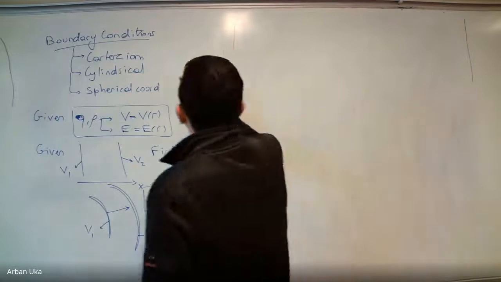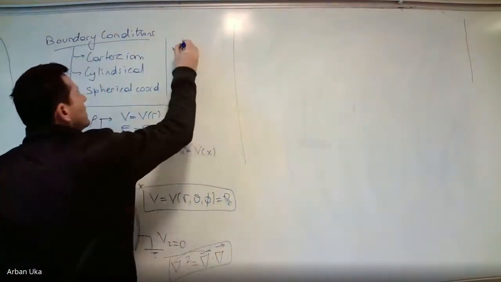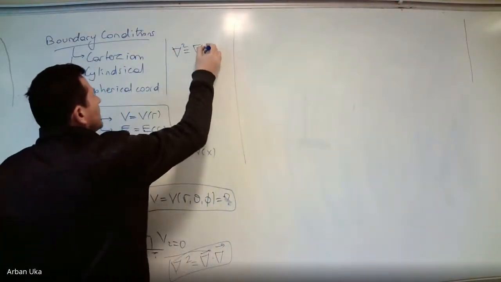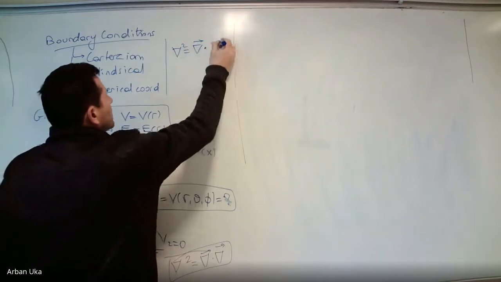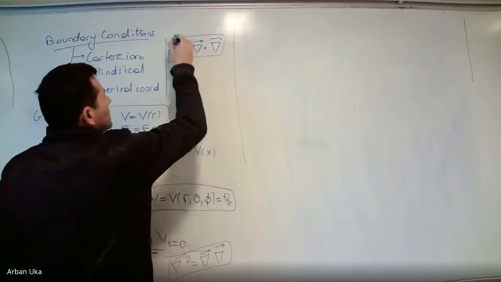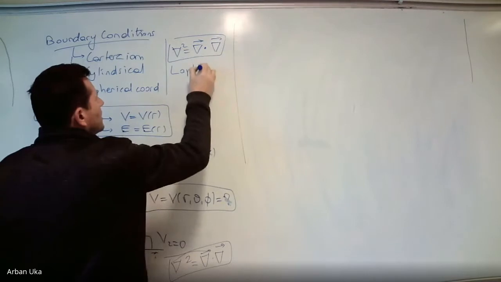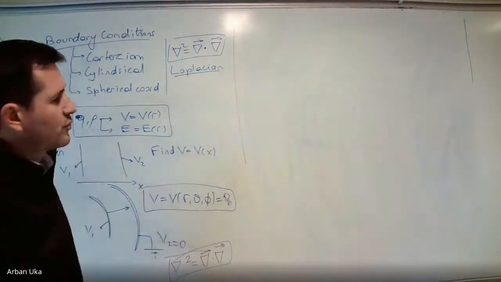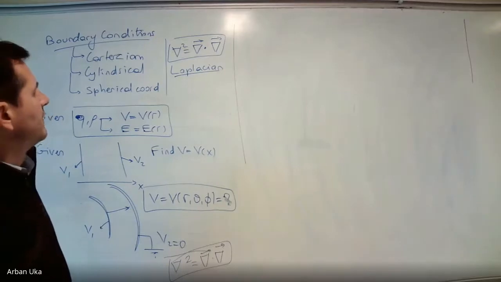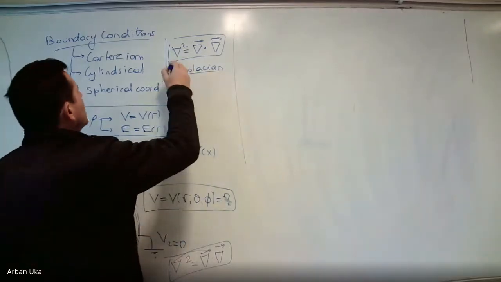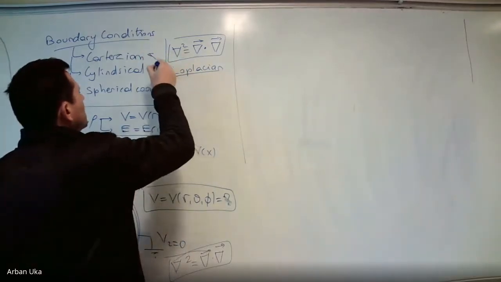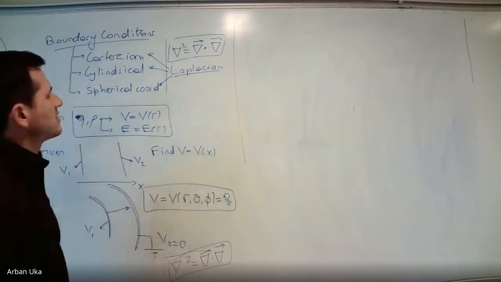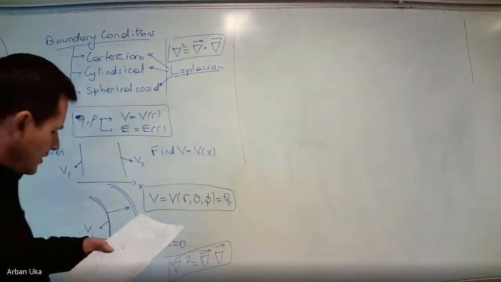Let me write it here, so we're going to see that this is the Laplacian, and this is equal to the dot product between two terms. You can check the back side of the textbook, or you can use any formula cheat sheet to find what the Laplacian is in all these three coordinate systems, because it certainly looks different.